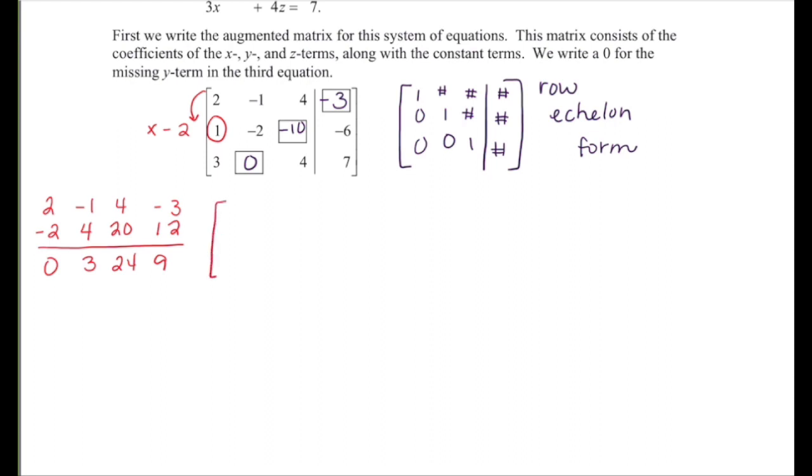My new matrix then is going to still be 2, negative 1, 4, negative 3, but my new middle row is 0, 3, 24, and 9. And my bottom row is 3, 0, 4, and 7.